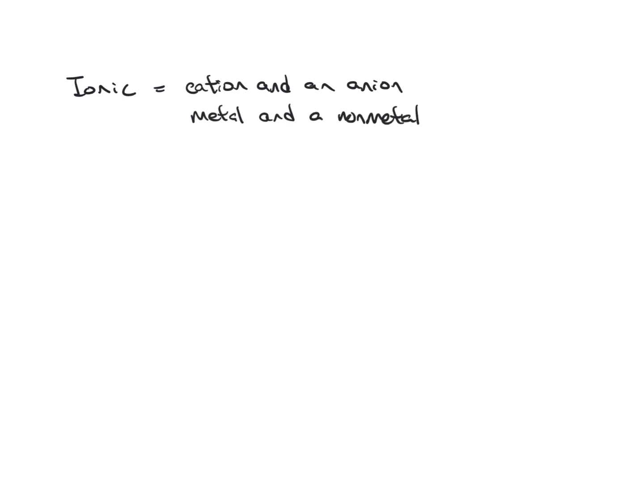So we've already talked about ionic compounds before, and an ionic compound is when you have a cation and an anion. Another way to think about this oftentimes is when you have a metal and a nonmetal. So that's one type of bond, and we spent a couple of days doing that.